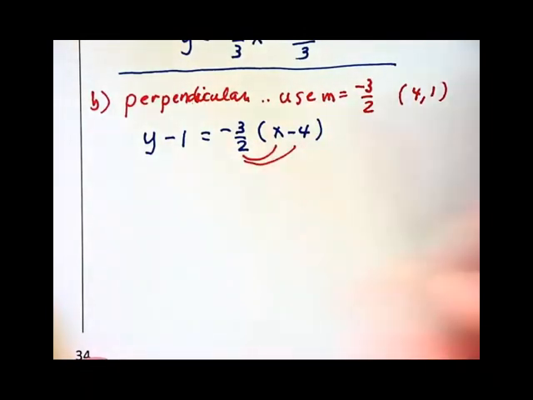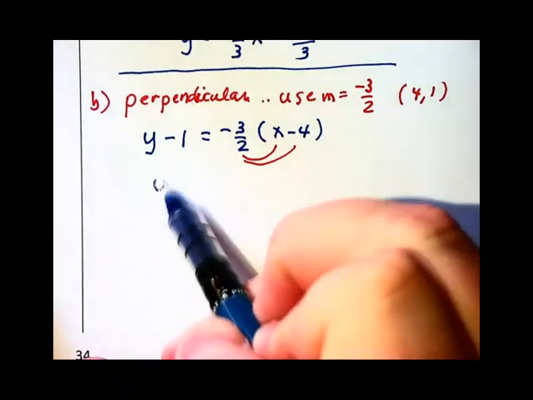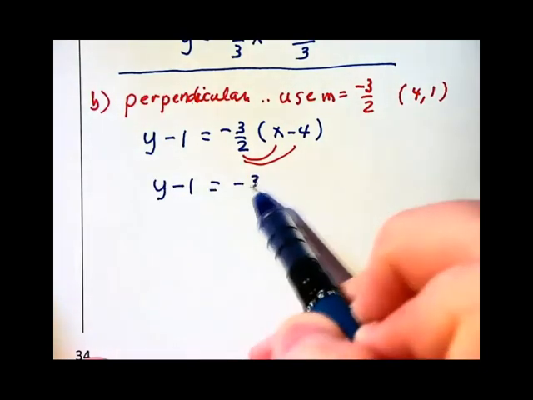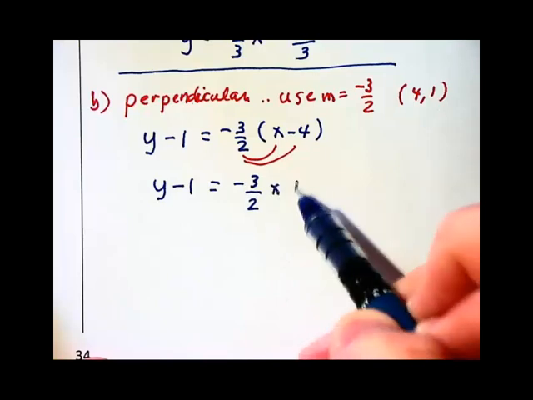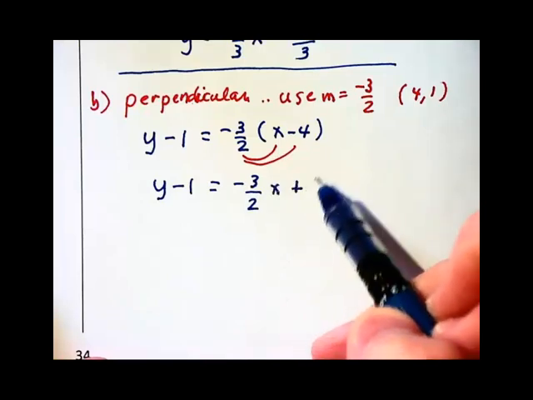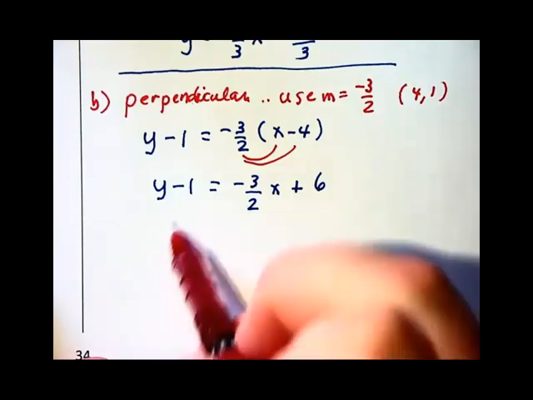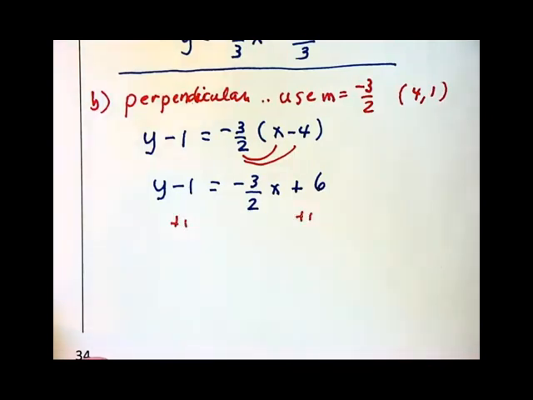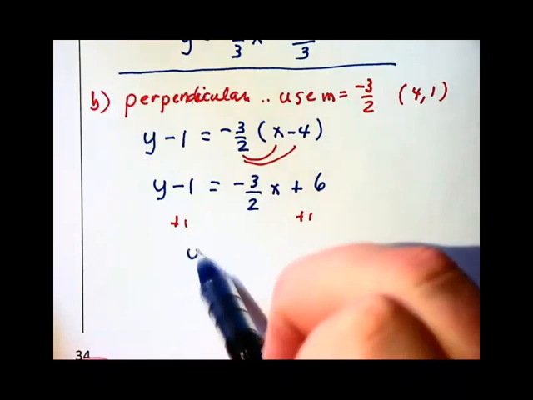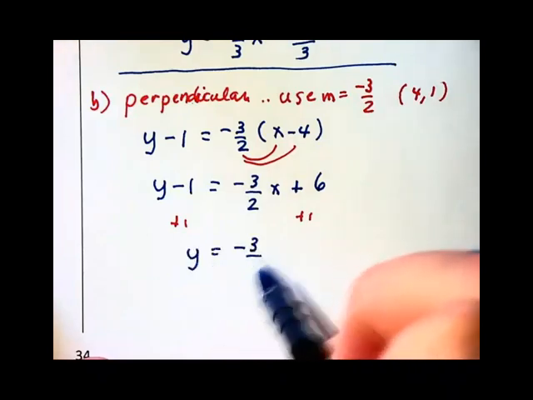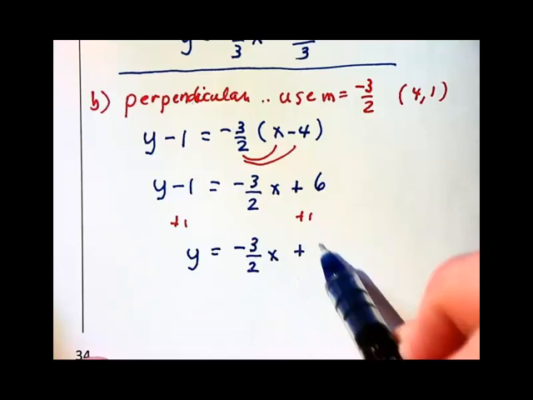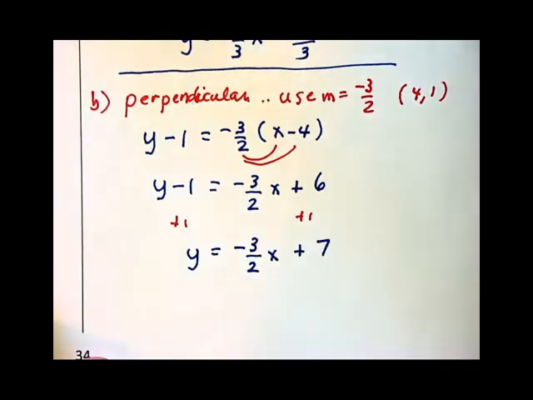And now we're going to distribute. That's going to give us y minus 1 equals negative 3/2 x plus 12 over 2, which is 6. We will then add 1 to each side of the equation. We don't have to mess with fractions this time. And we're going to have y equals negative 3/2 x plus 7. And you can check that by verifying that yes, indeed, it has the perpendicular slope, and that if you substitute in 4, you will get 1 coming out as the y value.